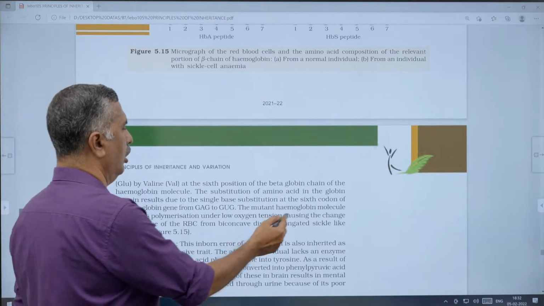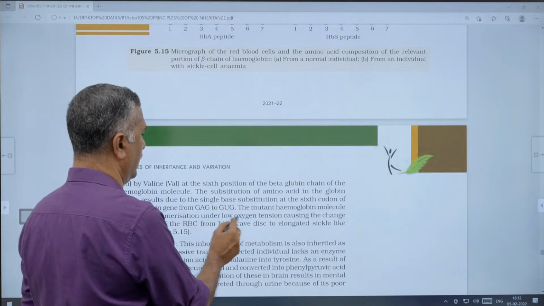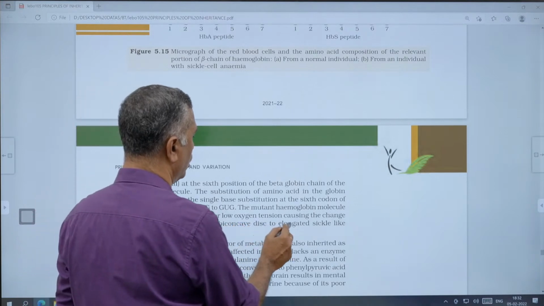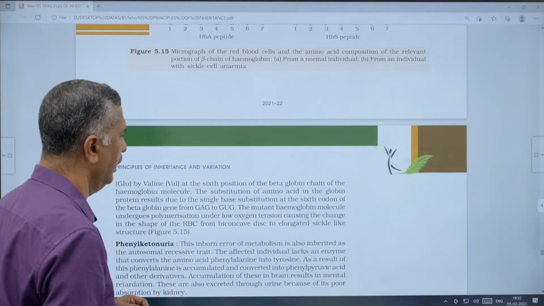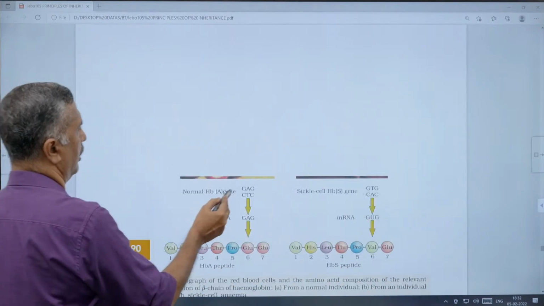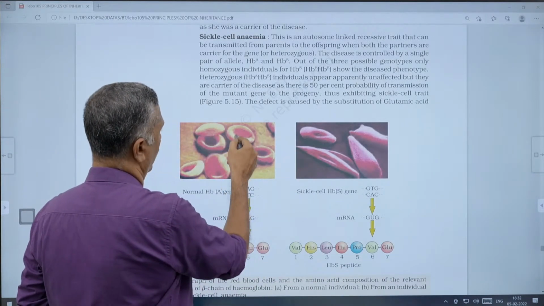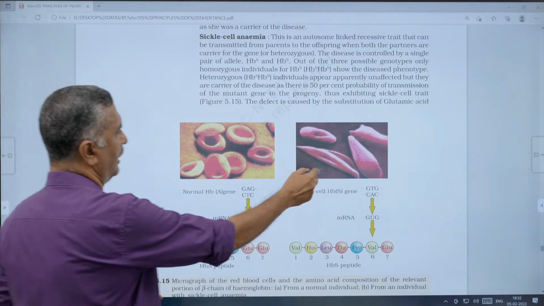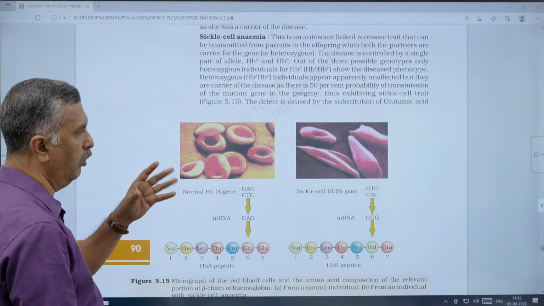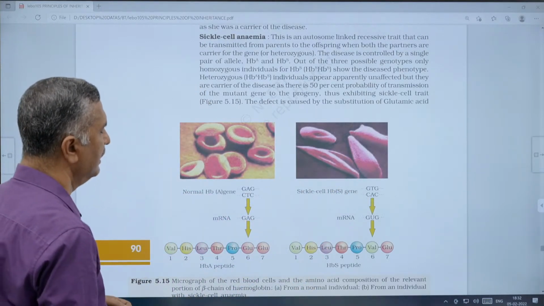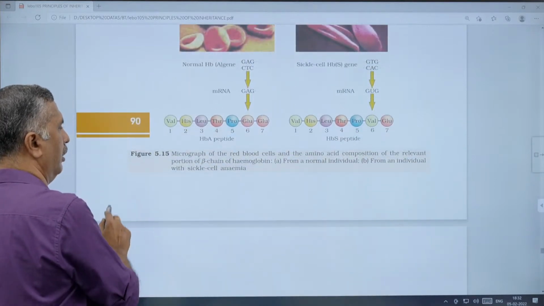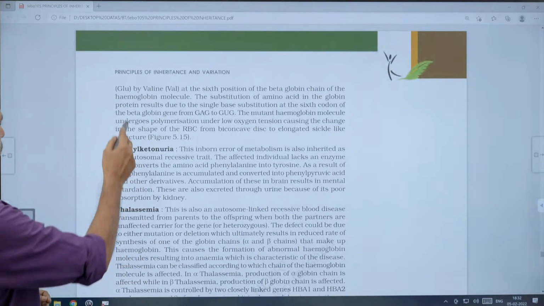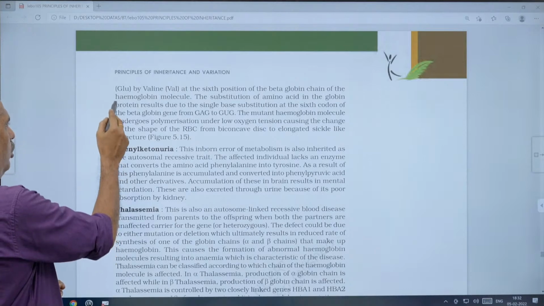The mutant hemoglobin molecule undergoes polymerization under low oxygen tension, causing the change in the shape of RBC from biconcave disc to elongated sickle shape. So the oxygen carrying capacity decreases and it will cause severe anemia; the symptom will be severe anemia. That is sickle cell anemia, and it is an autosomal recessive disorder, and the chromosome number is 11.